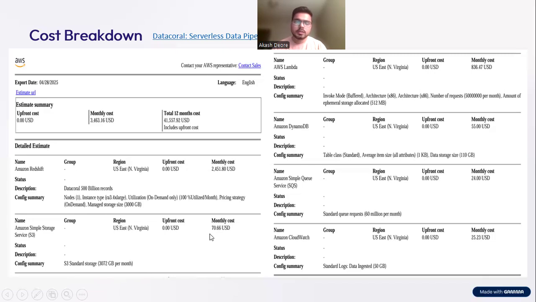As I have stated, S3 is completely free when you store the data, so we don't need any upfront cost in this service as well. But as we need to retrieve data from time to time, this costs around $70 per month.